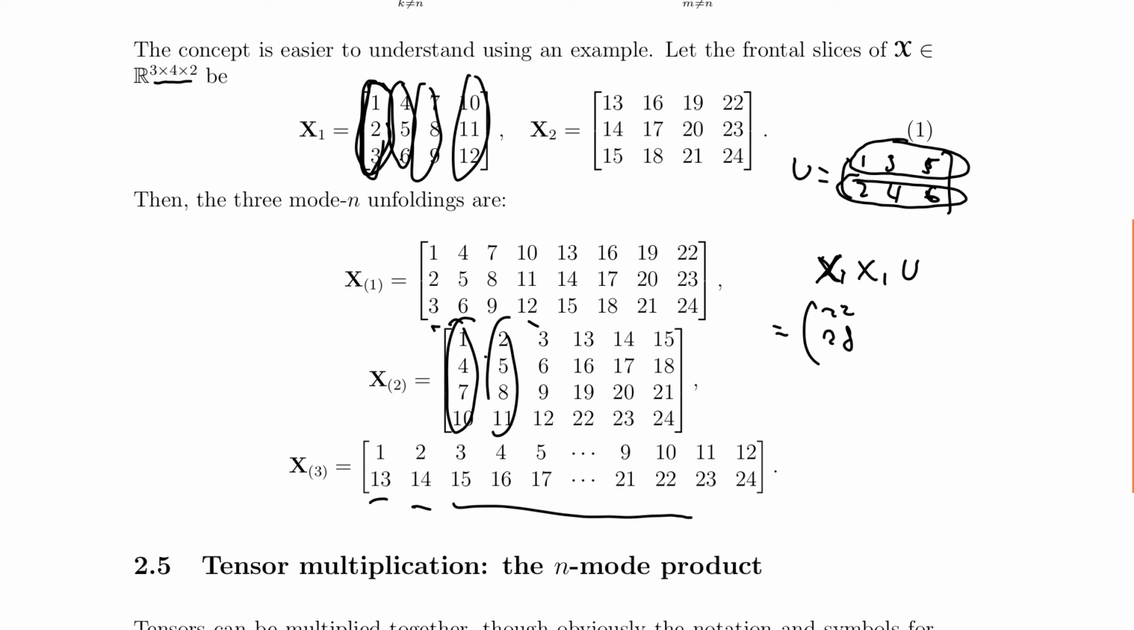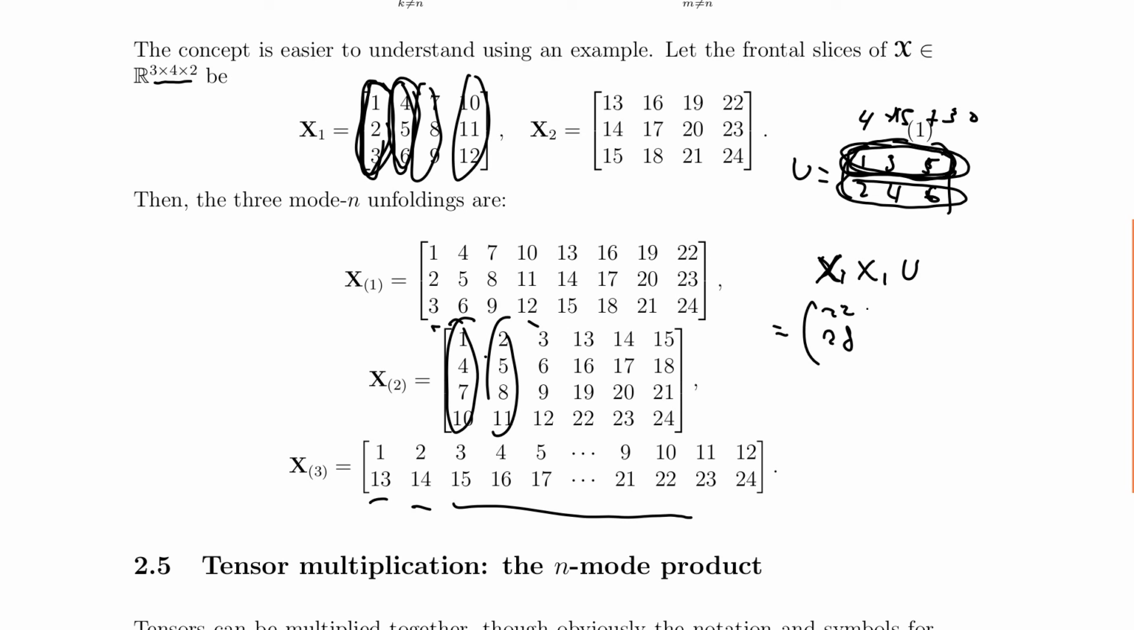And let's do one more. The next element will be this fiber multiplied by this fiber here, this horizontal row here, and the dot product. So therefore it will be like 4 plus 15 plus 30, something like that, I think.